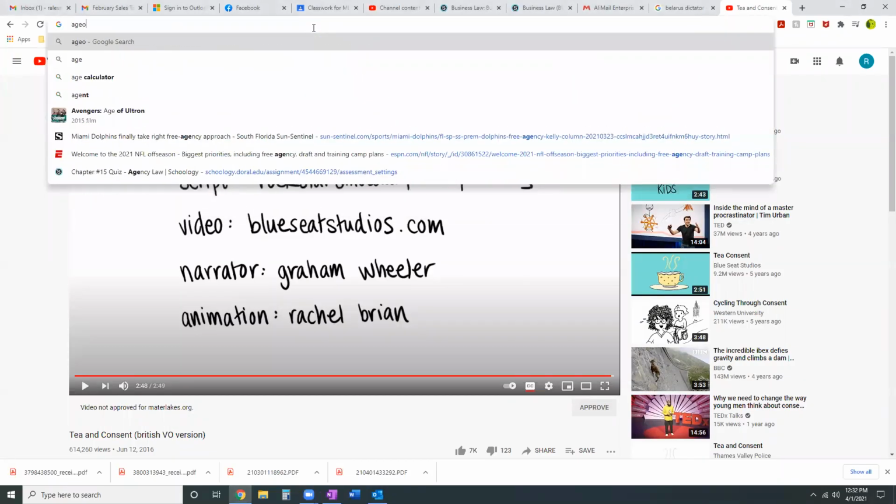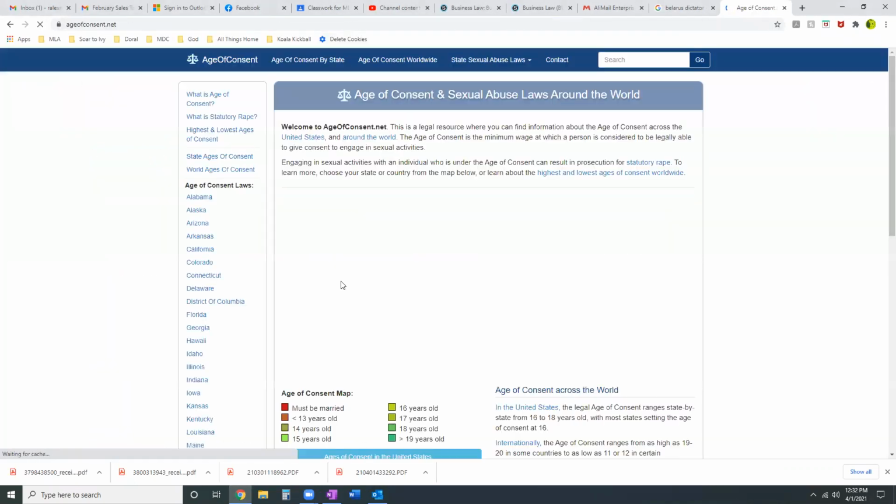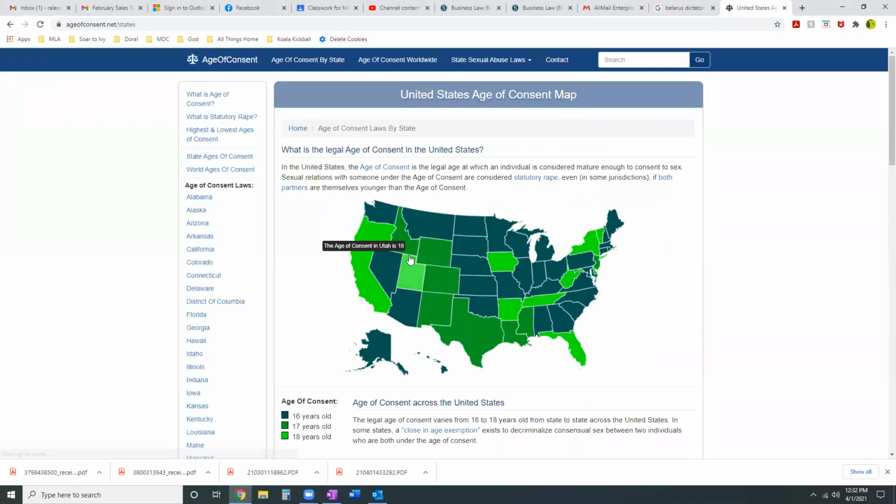Now, the age of consent is a very interesting topic. I'm going to show you some facts, some information on it. Let me share screen again. Right. And so these are the ages of consent in the United States. Now, if you look at this map, you'll see that light green color means that 18 years old is the age of consent, right?